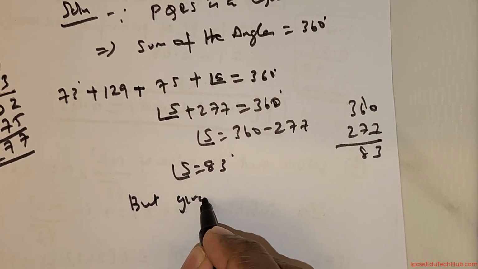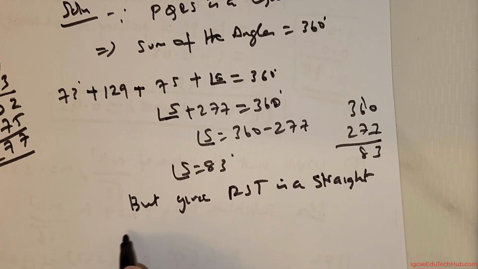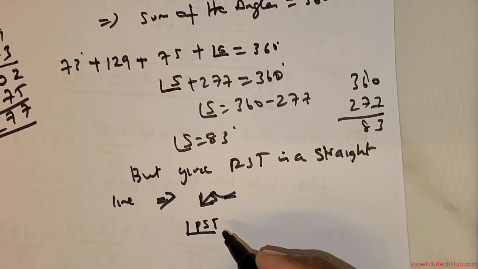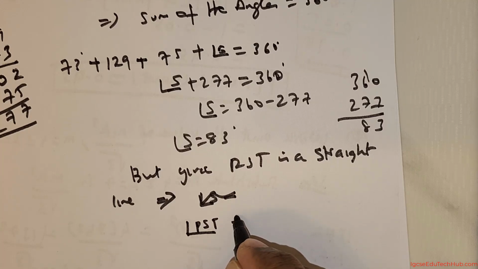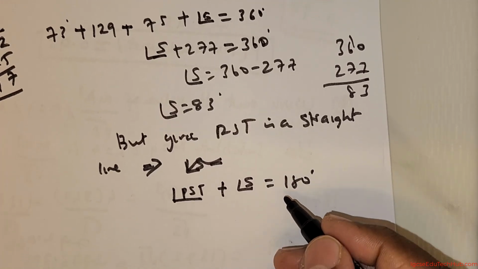But given RST is a straight line, okay, this means angle at S. So I will have to make the following representation. Instead of saying angle at S, I will write it like this. So angle PST, okay, plus angle at S will be equal to 180 degrees.